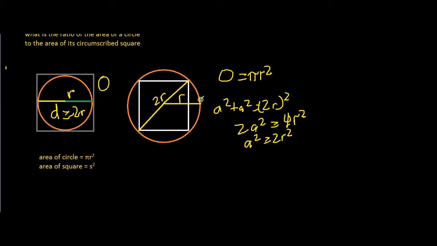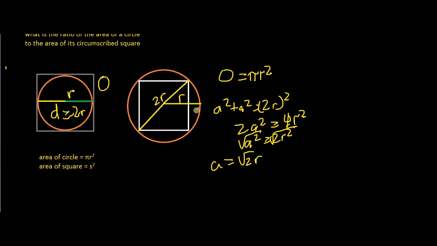So what is a then? Well, a is then the square root of 2, because we're going to take the square root of both sides. A is then the square root of 2 times the square root of r squared, which is just r. So the sides of this square, if the circumscribed circle has a radius r, are each the square root of 2 times r. See that?